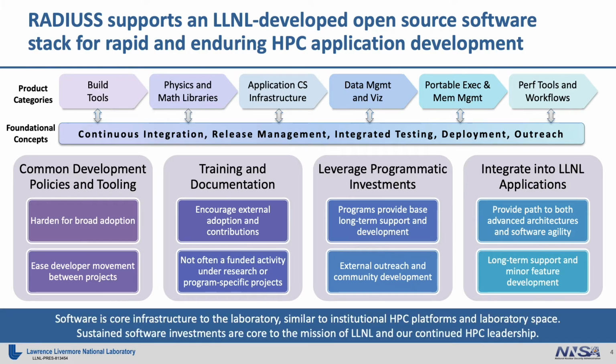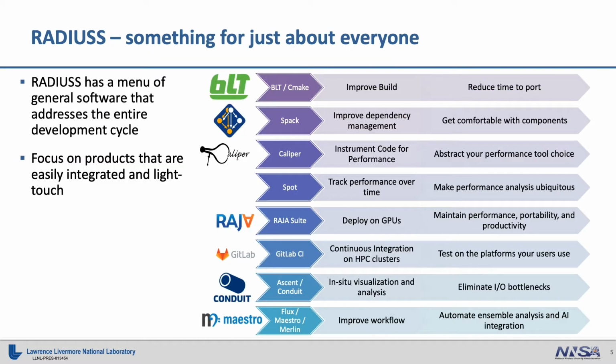And really, Radius was created out of the idea that software is now core infrastructure at the laboratory. You just need it to do your job if you're an HPC developer. And just like lab space is important to biologists, reusable software components are critical to application developers. And we should maintain that as a core capability here at the laboratory. So we think we've got something for just about everyone at all parts of the HPC software development cycle.